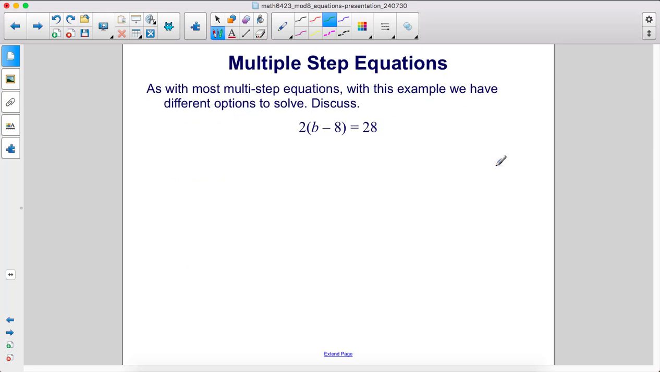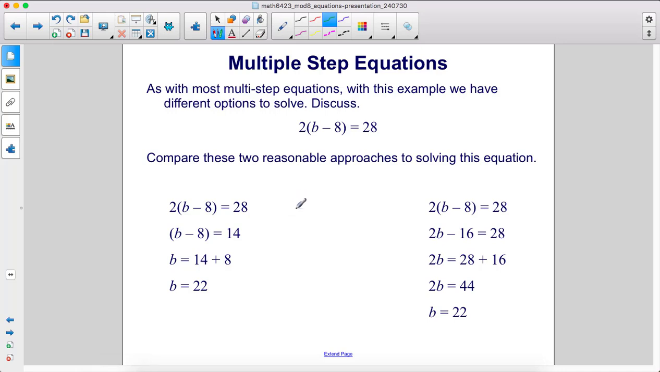As with most multi-step equations, with this example, we have different options to solve. Discuss. Compare these two reasonable approaches to solving this equation. So here, before you do the distributive property, you don't do that. You just divide both sides by 2. And look at that. 28 divided by 2 is 14. Now you've got a much simpler problem, right? So in this case, we didn't have to do the distributive property.